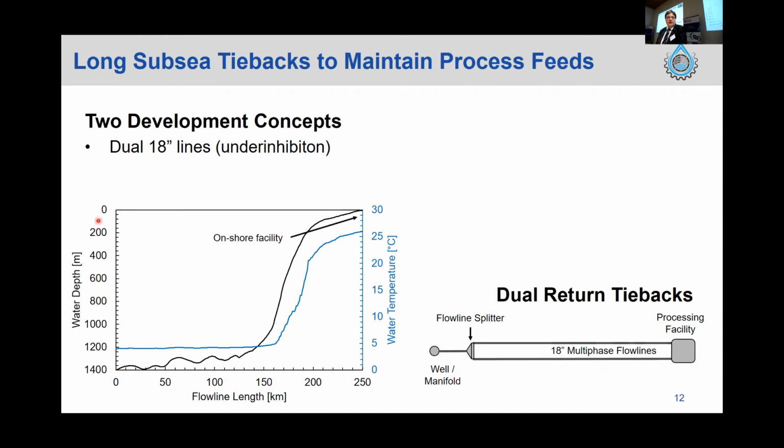So you can see here we've got the bathymetry of our test system or our example system. So it's a 250K tieback. In black is the bathymetry. In blue is the water temperature. And the baseline, I guess, is our dual lines. You can see it's very simple. You just have two 18-inch flow lines. These are multi-phase pipes. And we'll look at what happens when we underinhibit those things by a little bit.